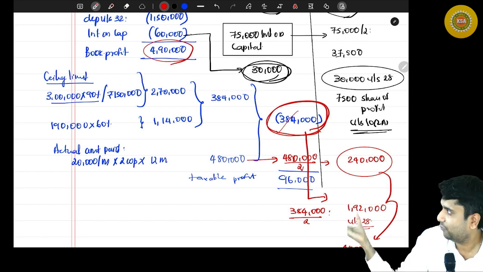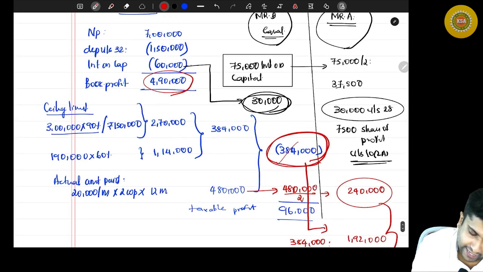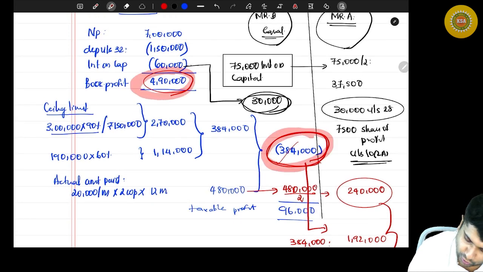Okay, yeah. What is the sum? 490 minus 384. What should be the taxable profit? 1,06,000. Who told me 96 then?